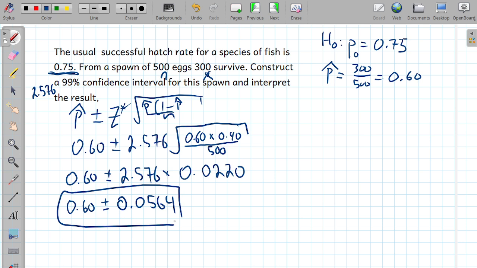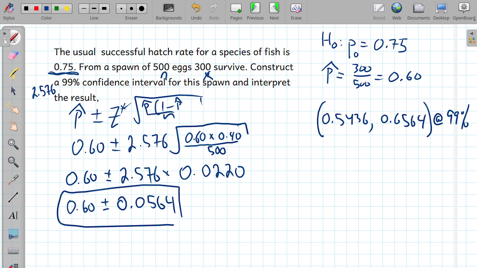But that is not an interval. We have to do the lower bound and the upper bound. So 0.6 minus that should give us 0.5436. And when we add that, we get 0.6564. And we can say that this is reliable at 99% confidence.